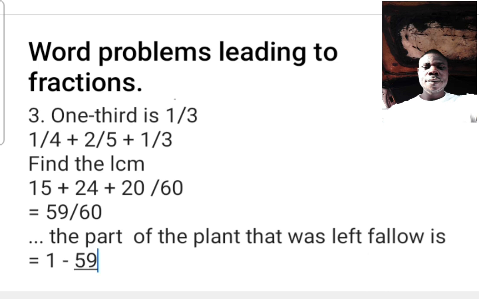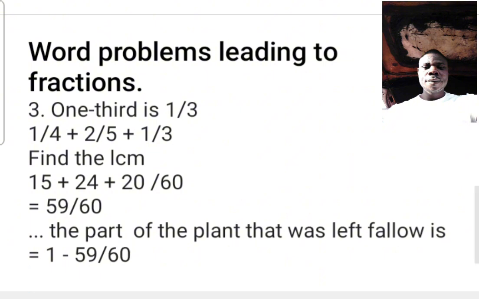So now when you check 1 minus 59 over 60, I think the answer will be what? 1 over 60. As you can see, it's very easy, my friend. Very easy and very attractive. Yes, the part of the plant that was left unused, that's the word fallow there, unused, is what? 1 over 60. As you can see, you were not there. You didn't know the farmer, and still you can also know the part of the plant that was not used.